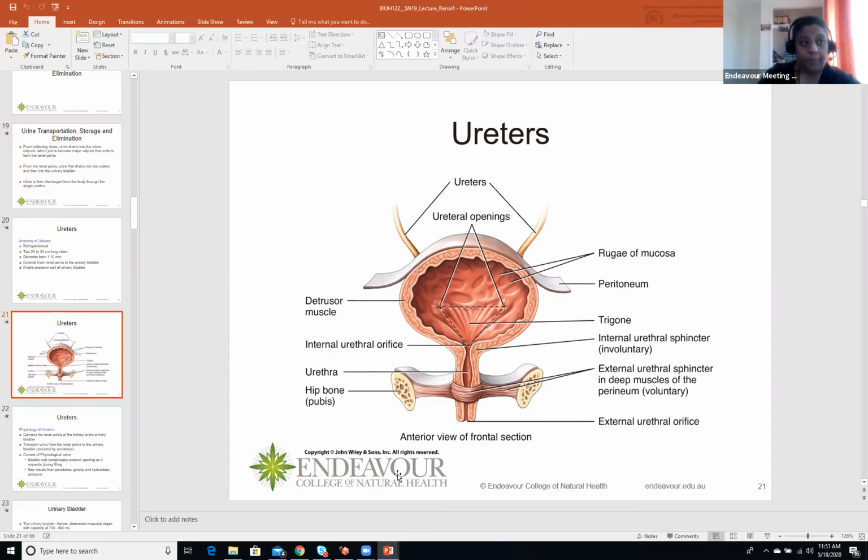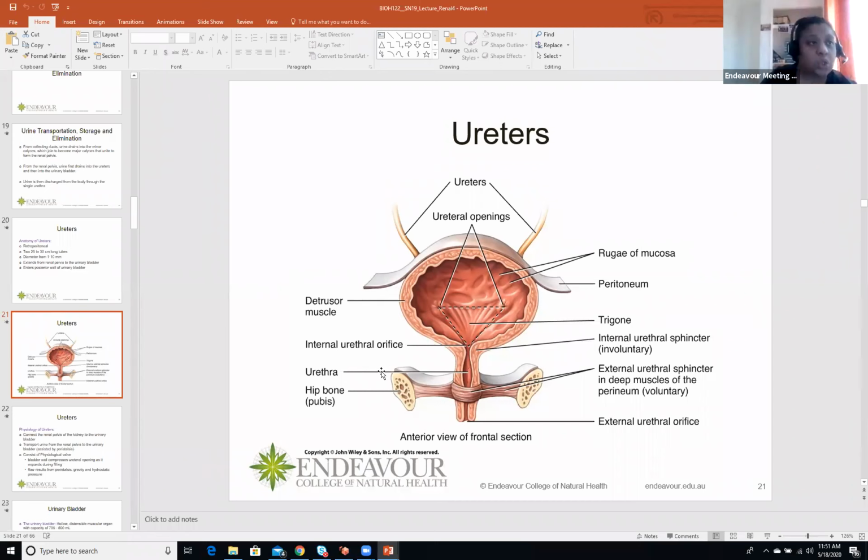So we can have some control over the urge of passing urine because of this external urethral sphincter, which are the muscles in your perineum. That's why pelvic floor exercises are advised when people have incontinence of urine, so they cannot control their urge to pass urine.